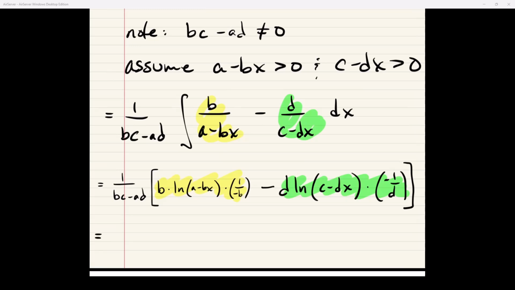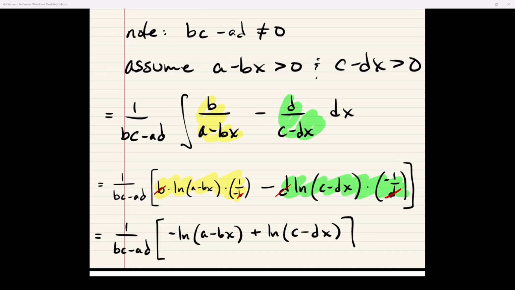So let's write this as 1 over bc minus ad. And then notice that the b that I have here would cancel with the b there, and the d that I have here cancels with the d that I have there. So this is the ln. In fact, there's a negative there, so maybe I'll just write that negative ln a minus bx. And then there's two negatives here. There's a negative and a negative there. So this actually turns into a plus ln c minus dx, plus the arbitrary constant of integration.